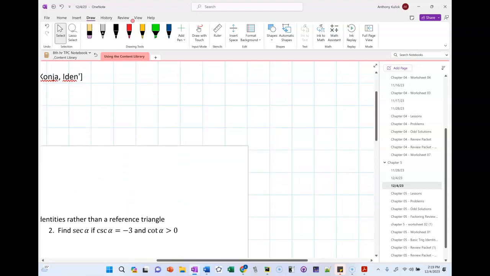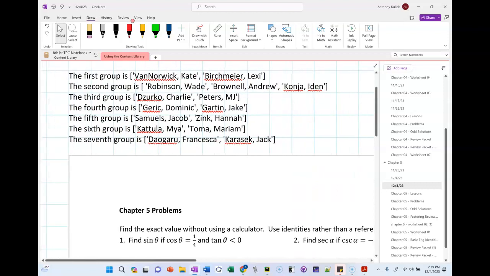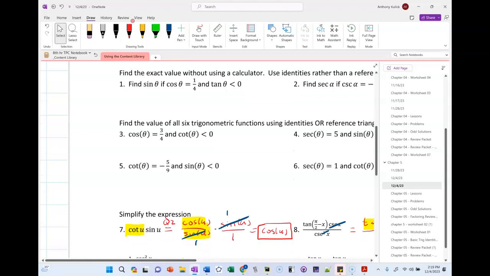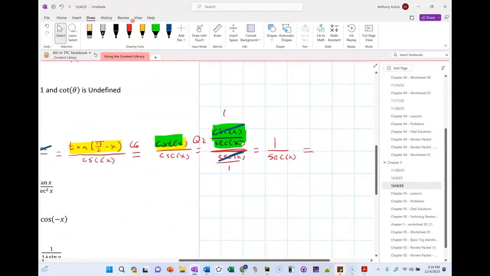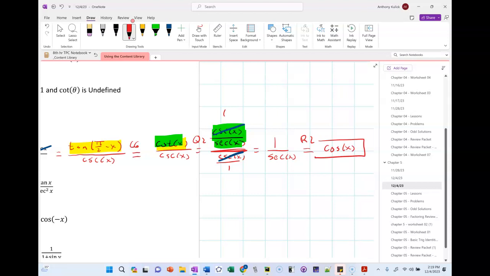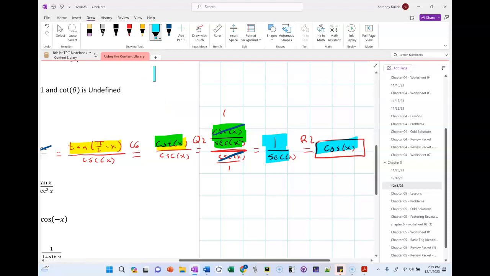And then our last set of peeps is Francesca and Jack. What are you guys thinking next? Great. And that'll allow us to rewrite that as cosine x, which will finish the problem up. So far, so good?